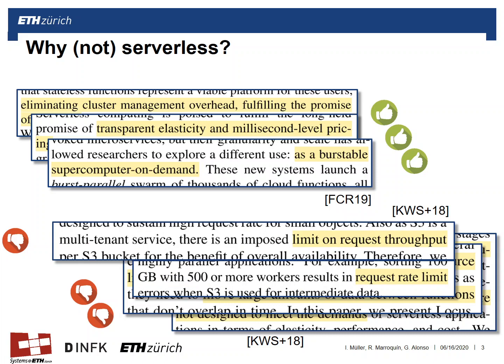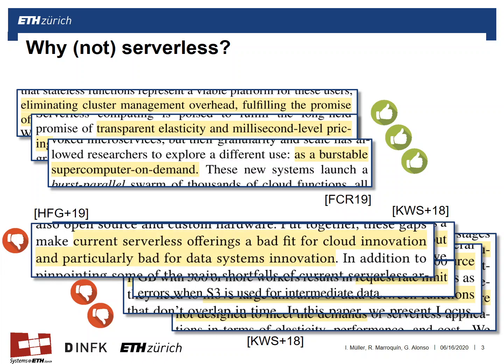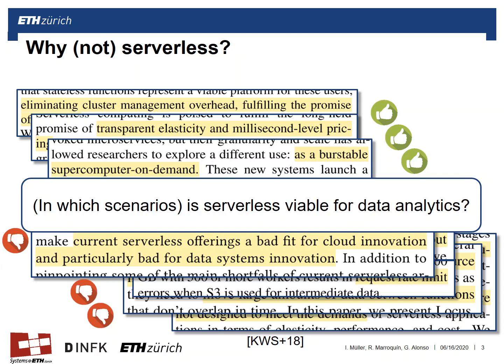And maybe the most negative verdict that we found is one by Hellerstein et al. that was published last year at CIDR, which said that current serverless offerings are a bad fit for cloud innovation and particularly bad for data systems innovation. So between these two extremes, we wanted to know, how does serverless really fare in the context of data analytics? Otherwise put, in which scenarios, if at all, is serverless viable for data analytics?